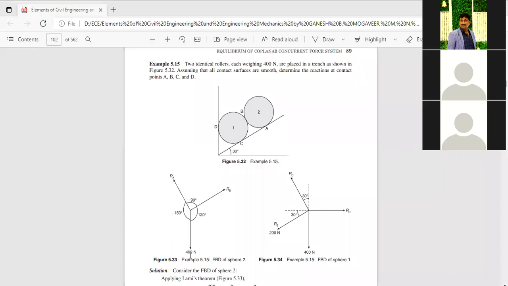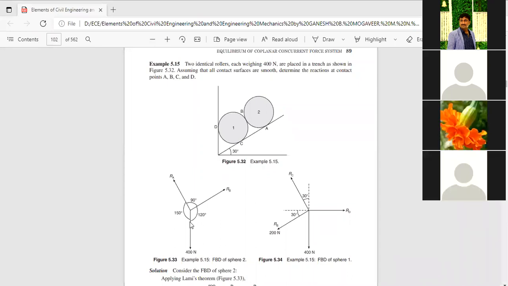Lami's theorem: 400 divided by sine 90, RB divided by sine 150, and RA divided by sine 120. So can anyone please tell me the answer? RA is equal to 346.41 Newton. RB? RB, I should calculate, sir. Please check it. RB, I think you have to get around 200 something.